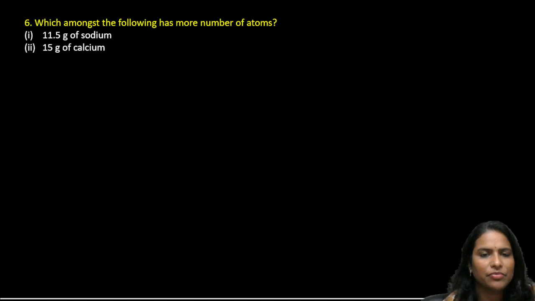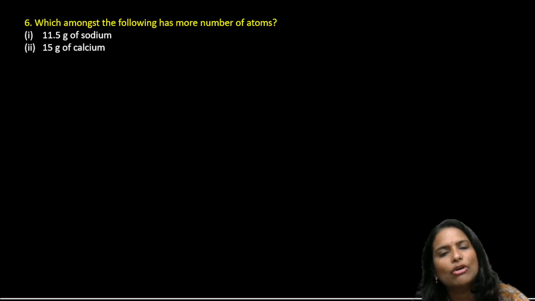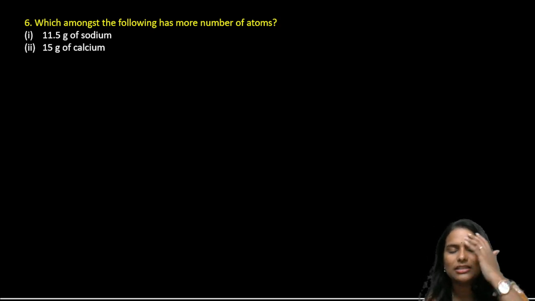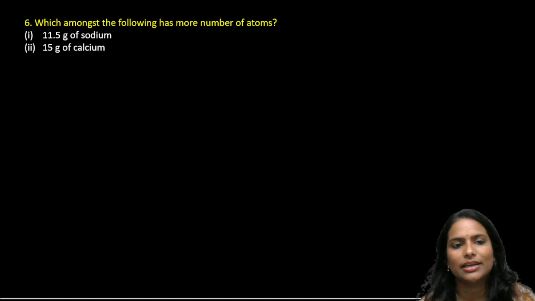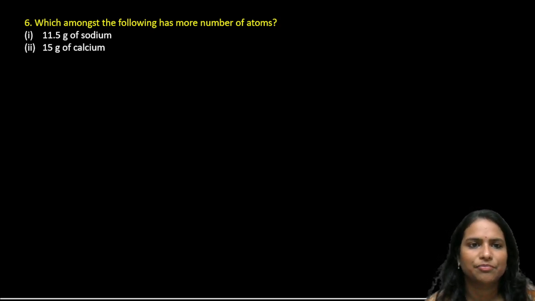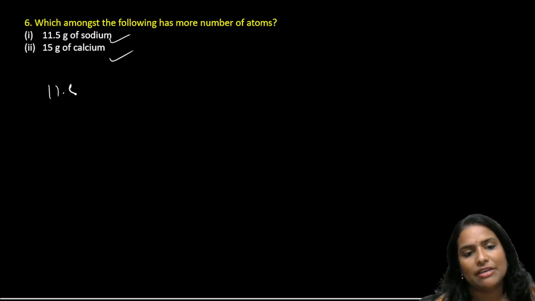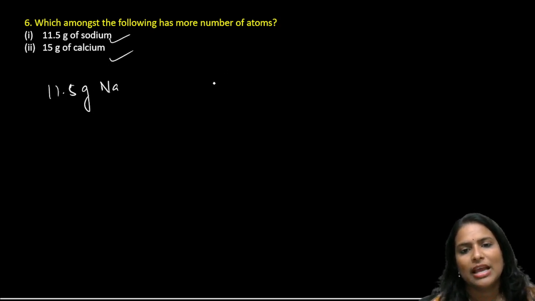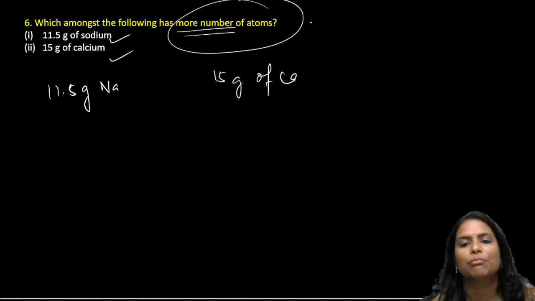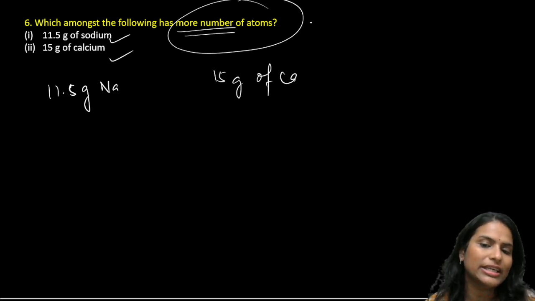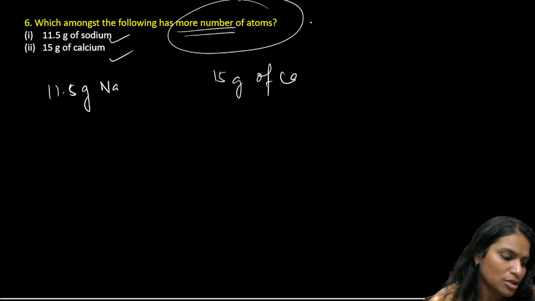Next question, let us see. Now, again, I said I won't repeat the questions, all the varieties of the mole concept which have been asked, that I will be discussing. So here you can see it is a different sort of question, rather than directly asking the number of moles or mass. Here two things are given to you, 11.5 gram of sodium and 15 gram of calcium, and you are asked which has more number of atoms. You are supposed to tell which has more number of atoms. So how can you calculate?